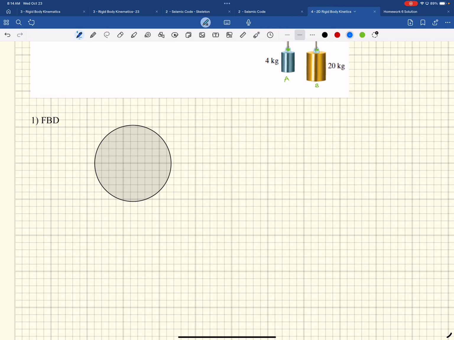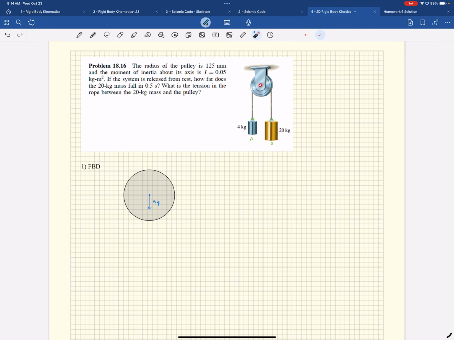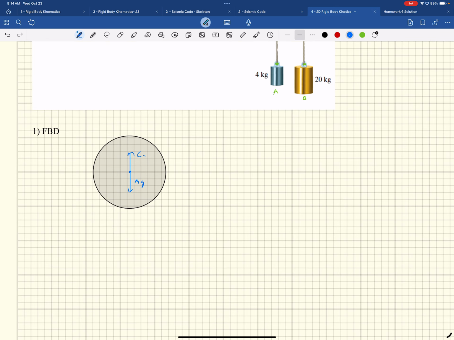So what do we have acting on this disc? We have mass times gravity going that way. You write everything down. What else do I have? That disc is just sitting there, so I have a reaction there. Let's label the point in the middle here C. So we'll call that CY, and then we'll have a CX.